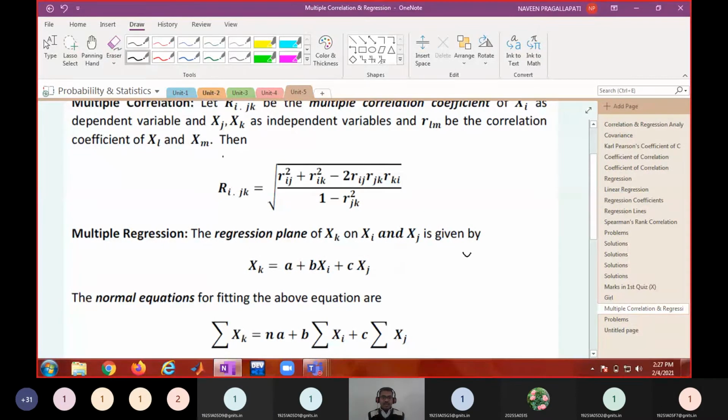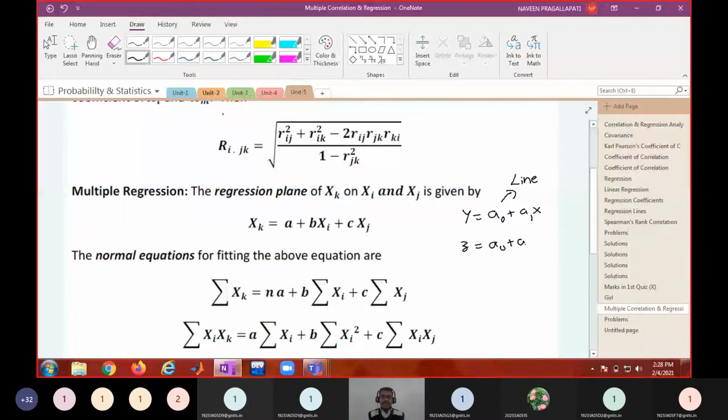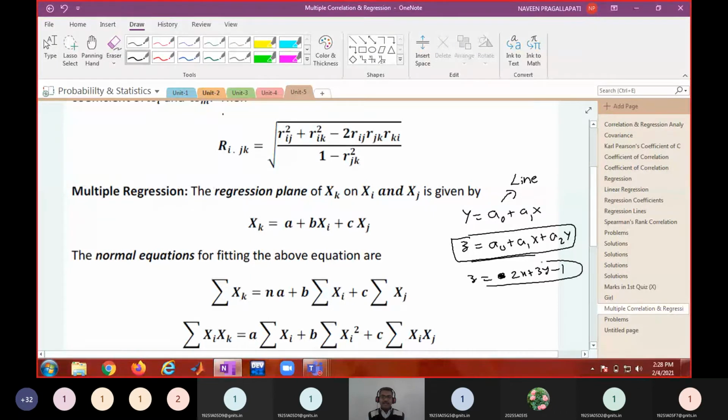Linear regression is y equal to a naught plus a1x. What does this equation represent? Line, straight line. Okay, what does this equation represent? A naught plus a1x plus a2y, something like z equal to 2x plus 3y minus 1. What does this equation represent? Plane. That's why you have the terminology called regression plane.